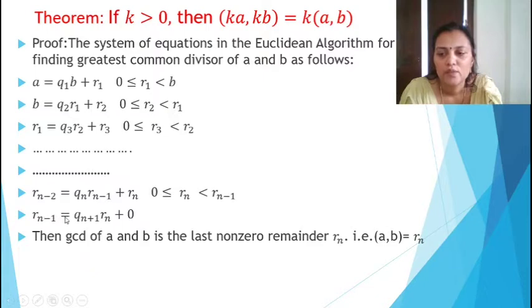Then Rn-1 = Qn+1 Rn + the remainder 0. So the GCD of a and b is the last non-zero remainder. Here the last non-zero remainder is Rn. That is, GCD of a, b is equal to Rn.